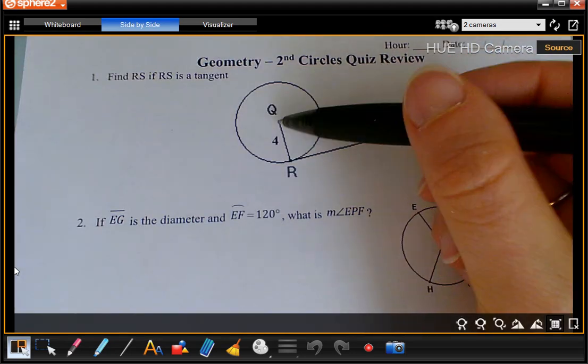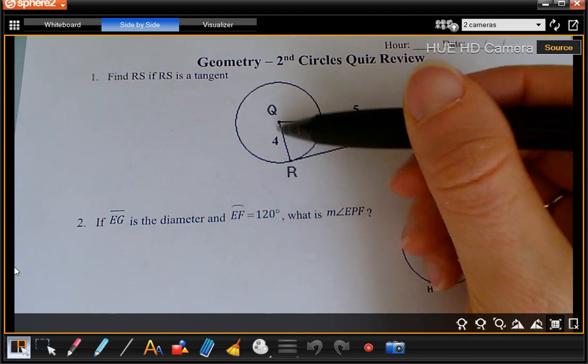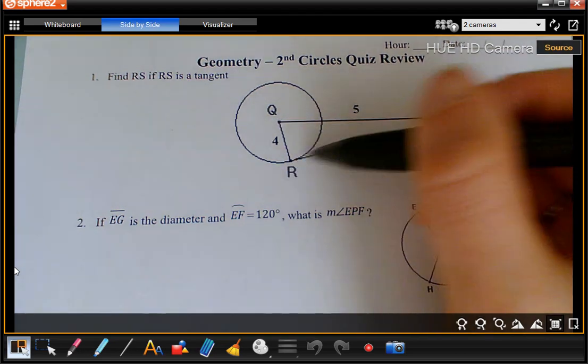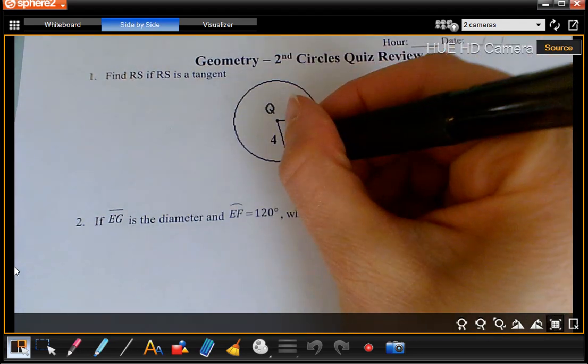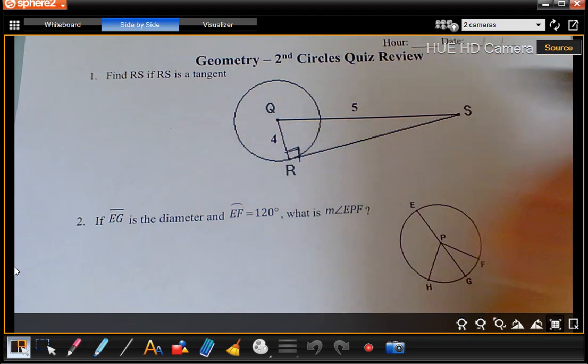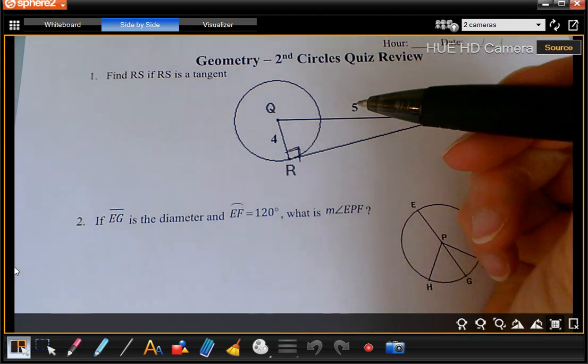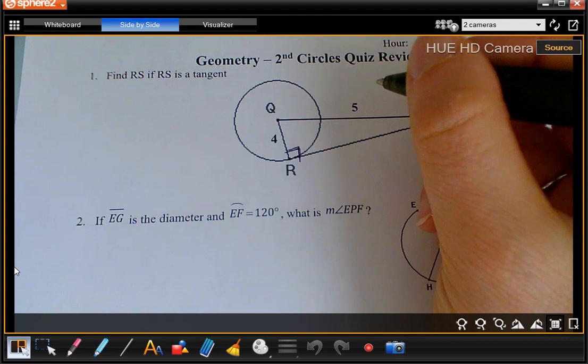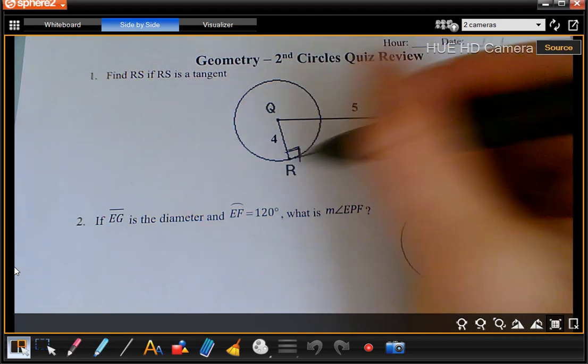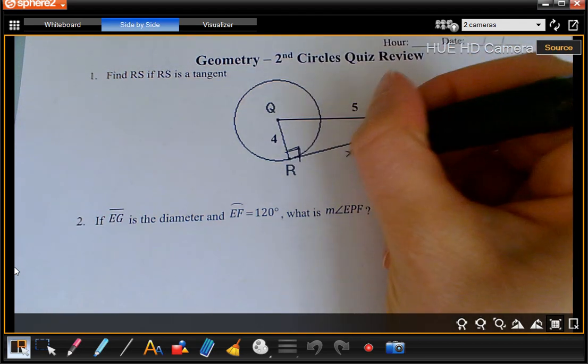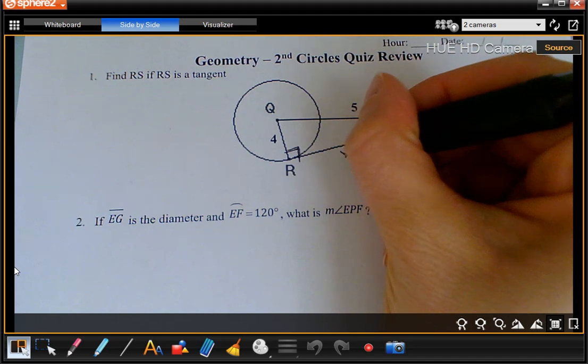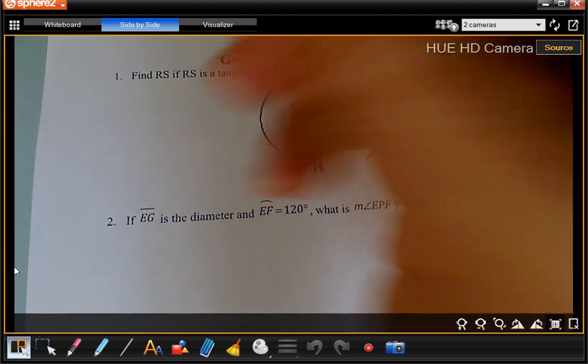So if we look right here, 4 is a radius, R meets on this outside, that meets at 90 degrees. If that's 90 degrees, it is a tangent, RS is a tangent, and we can find X. So we can do this by using Pythagorean theorem.